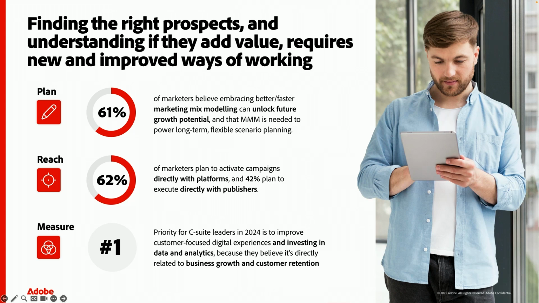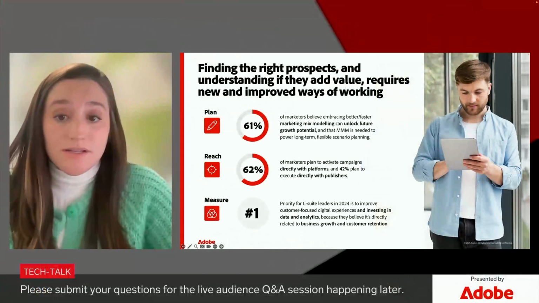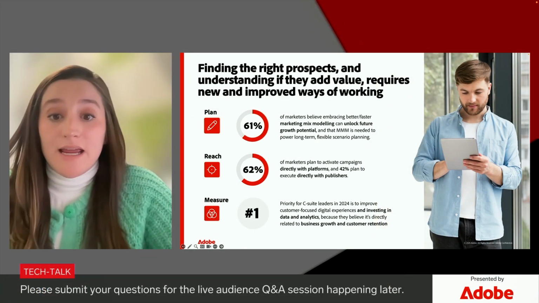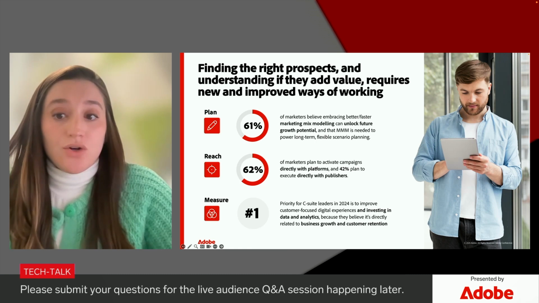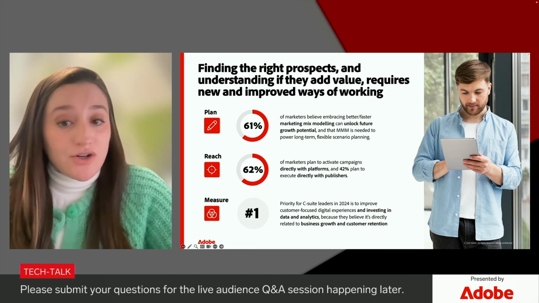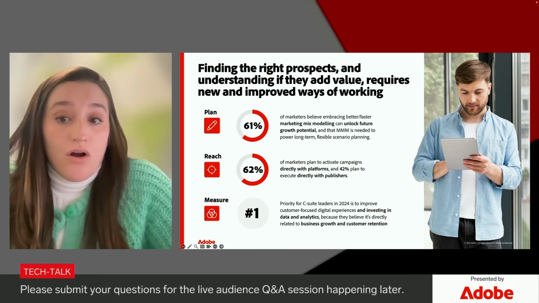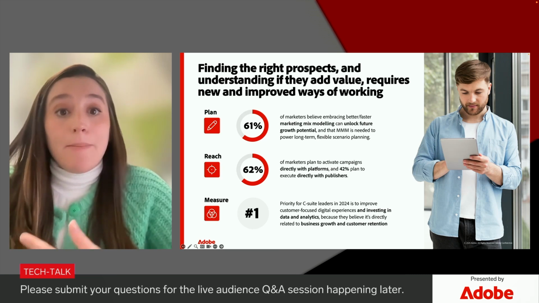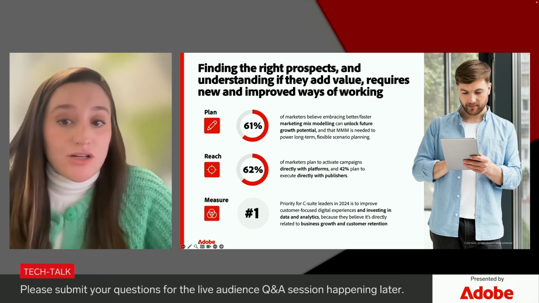Marketers are saying, hey, we need access to metrics tied to revenue growth, which we can only get if we have access to better, faster mix modeling. They say that they view mix modeling as unlocking future growth potential and a tactic that really helps them with long-term scenario planning. If they can't validate why they need certain budgets to reach certain goals, the planning of channel spend or campaign strategy is overall negatively impacted. It compounds the do more with less expectations.